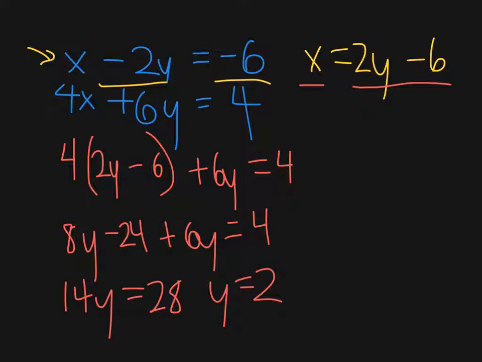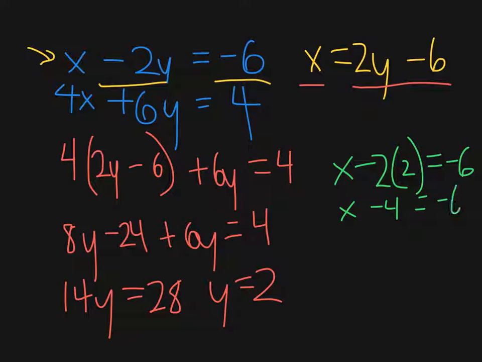So I've got what y is now equal to, and I'm now going to plug that into this first equation. So x minus 2 times 2 is equal to negative 6. So x minus 4 is equal to negative 6. So x is going to be equal to negative 2.